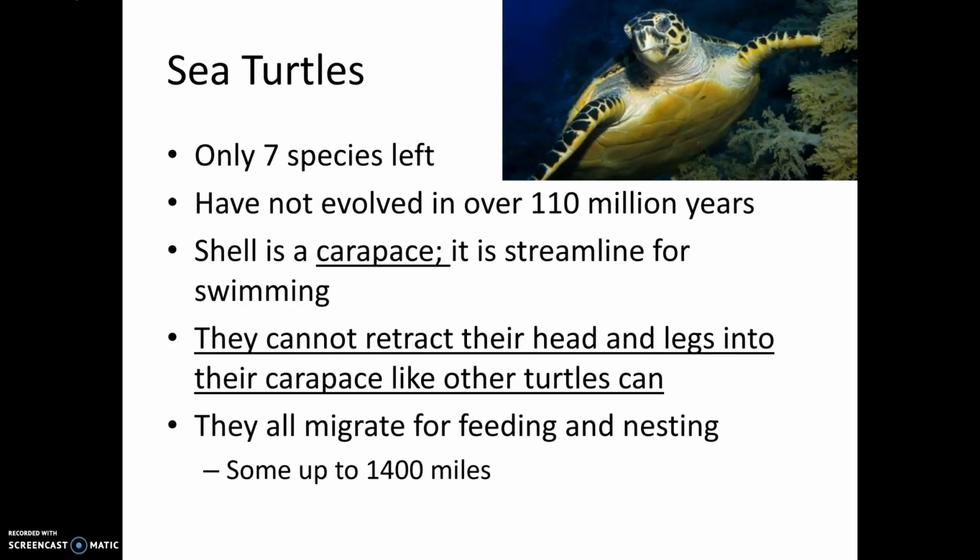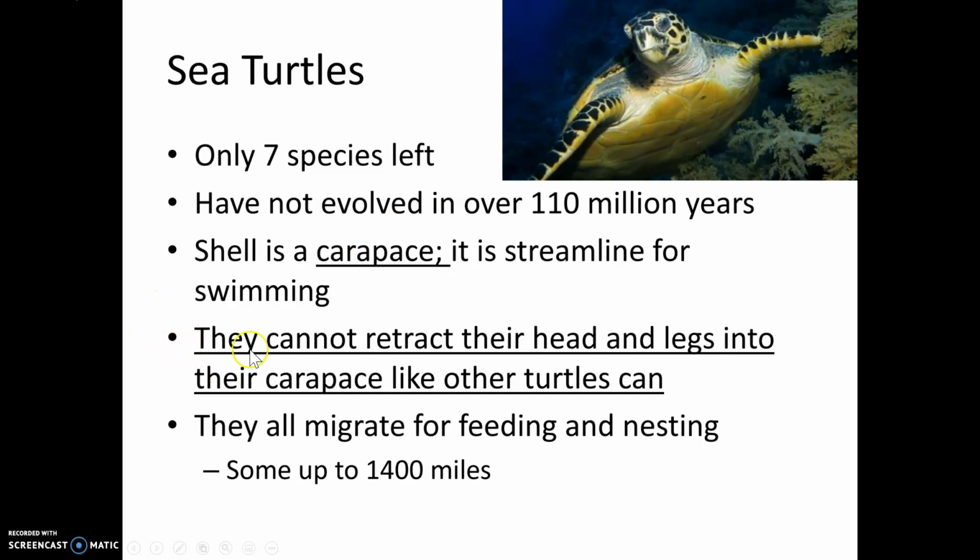And again, another thing that's similar to these sharks about their evolution is that 110 million years ago, our sea turtles were much, much larger in the ocean. They have evolved to be a little bit smaller. But again, another living fossil here. We're also going to see the shell of our sea turtle is going to be called a carapace, and that is going to be nice and streamlined for going through the water.